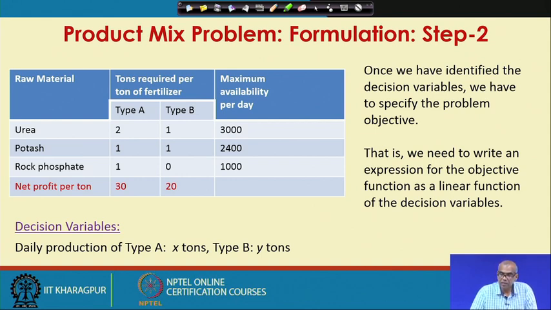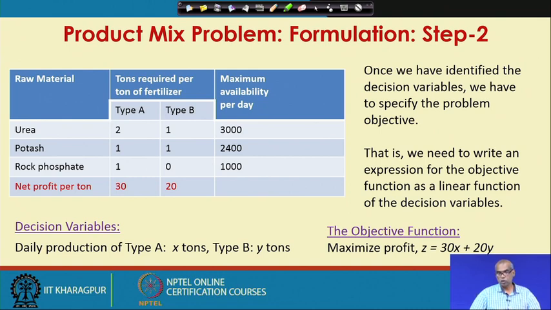Once we have identified the decision variables, we have to specify the problem objective in the next step. That is, we need to write an expression for the objective function as a linear function of the decision variables. Decision variables are x and y, which represent tons of type A produced and tons of type B to be produced respectively. So, the objective function is related to maximization of profit.